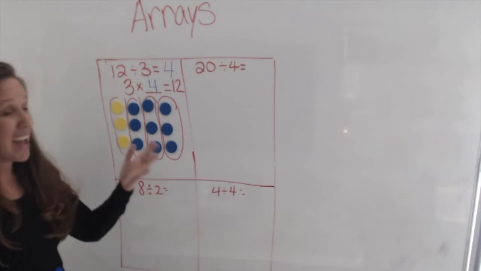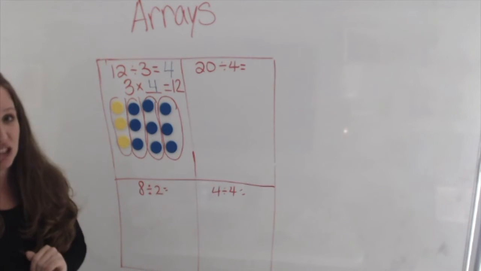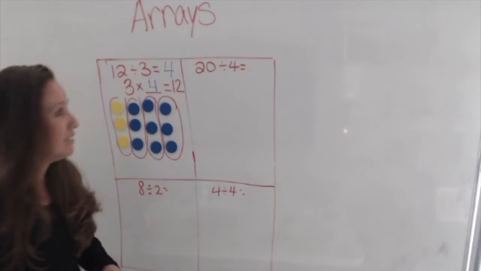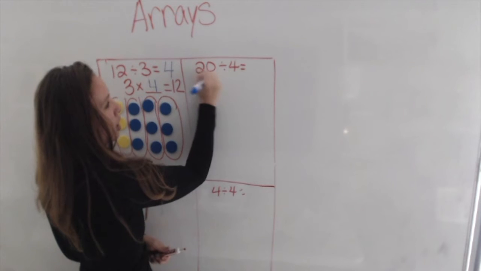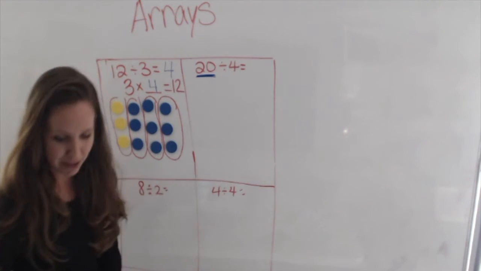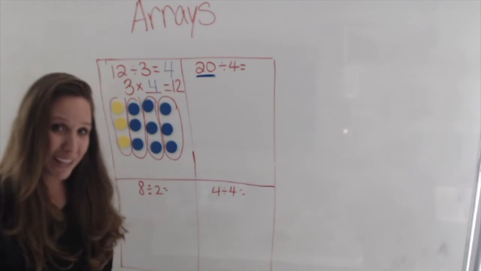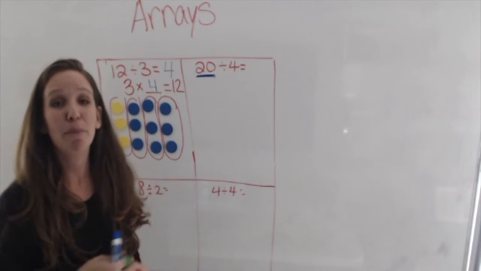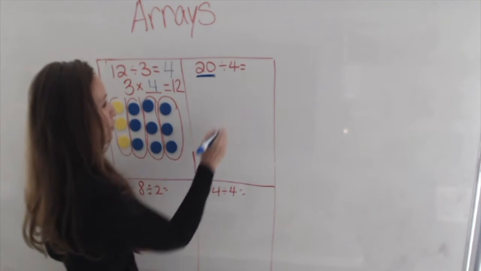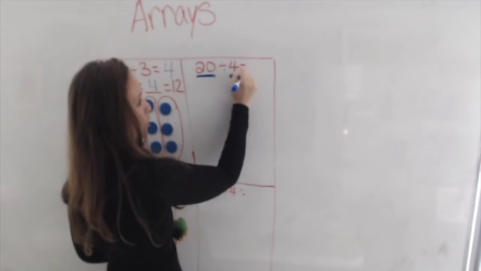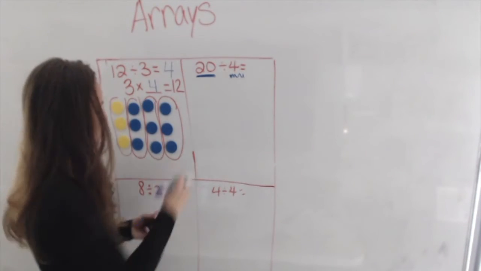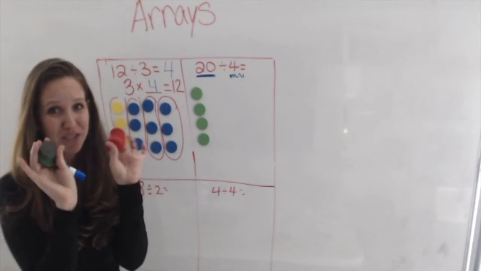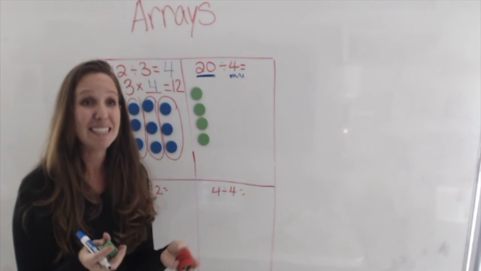Now, for the next one, I'm not going to write my multiplication statement. You can, but I'm not going to. How many dots do I need in total? I'll give you a clue. It's that number right there. If you said 20, you're right. That's a lot of dots. And how many rows am I going to have? I'm going to have 4 rows. So let's draw my 4 rows. 1, 2, 3, 4. And I need to use all of these dots, 20 dots.